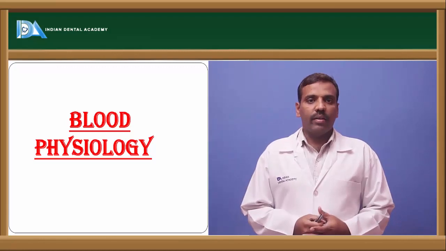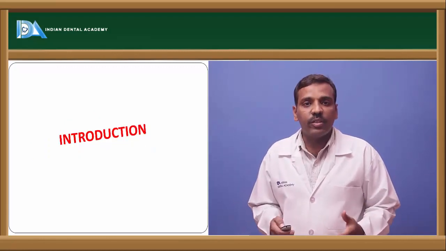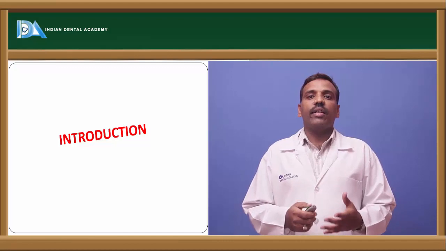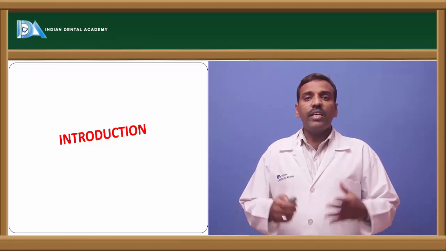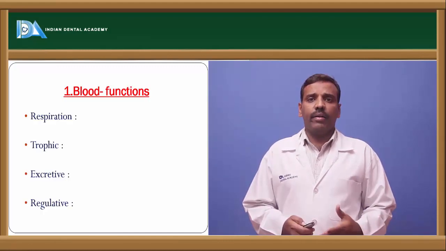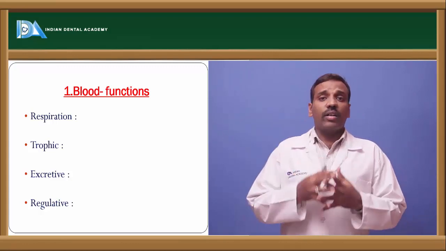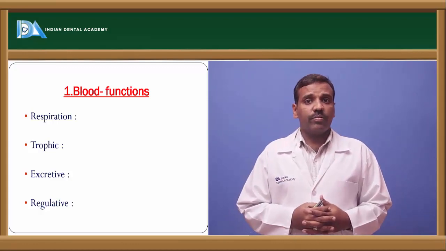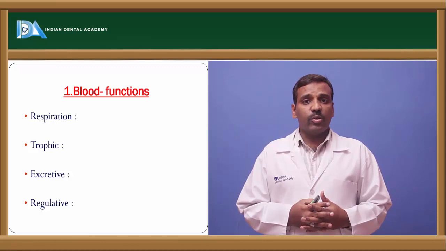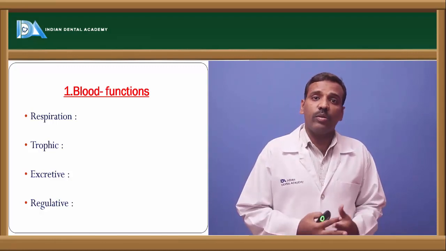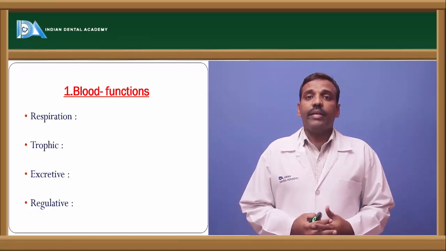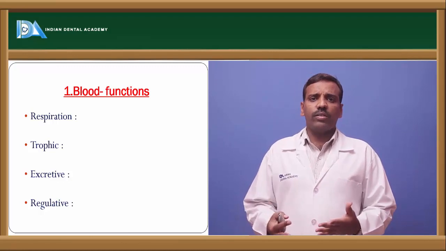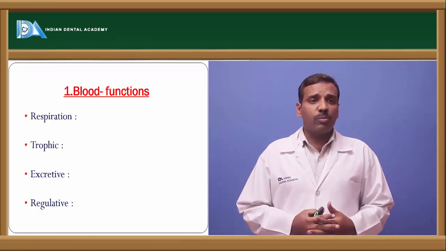What is blood? Blood is a fluid connective tissue which is circulated in a closed system. If you see the introduction of blood, it undergoes so many functions. Blood is a fluid connective tissue which is circulated in the closed system. It undergoes so many functions.